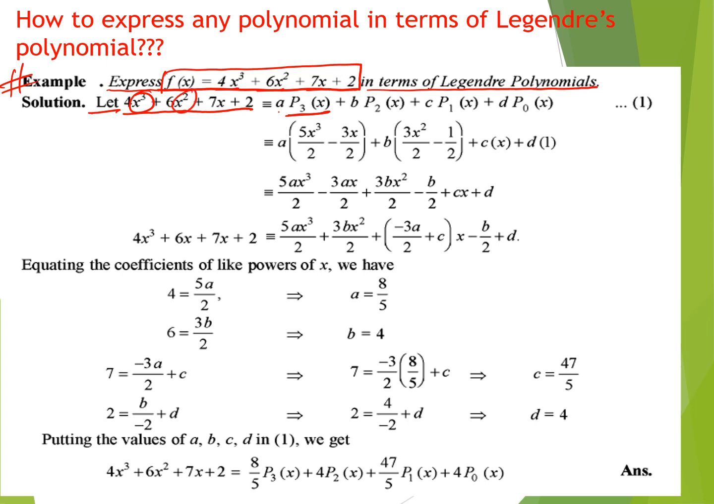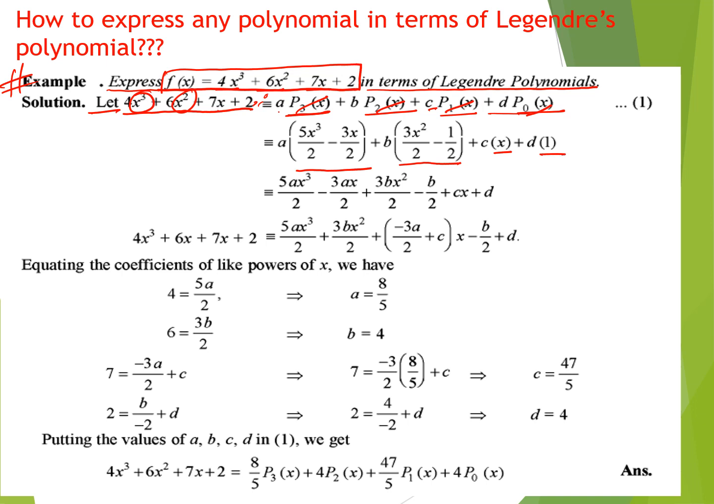Similarly, for x square we replace by P2(x), plus b P2(x). For 7x we replace c into P1(x), and for the power of 0 we substitute d P0(x). Now the values of P3, P2, P1 and P0 we substitute, which we have previously calculated. So substituting the value of P3, that is 5x cube by 2 minus 3x by 2. Substituting the value of P2(x), that is 3x square by 2 minus 1 by 2. Substituting the value of P1, that is only x, and the value of P0 is 1.